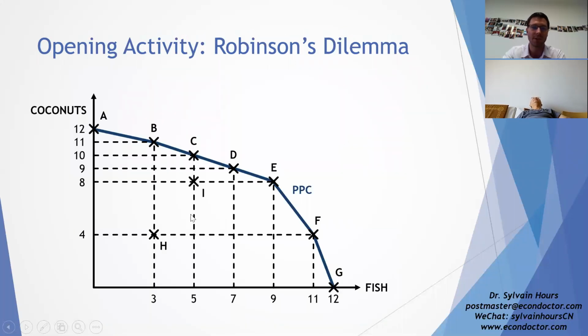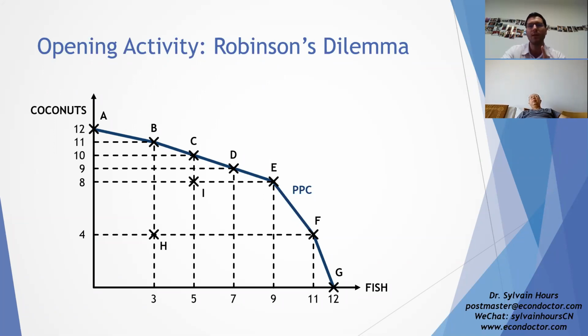So you can represent these 2 points. Point H would be a point where he would choose to sleep 4 hours in the day, for example. And point I would be a point where he chooses to sleep 2 hours per day. So these 2 points, point H and point I, are points such that Robinson does not fully use the resources at his disposal. He has 6 hours available to catch fish and collect coconuts. And this is what he would get if he does not fully use his resources.